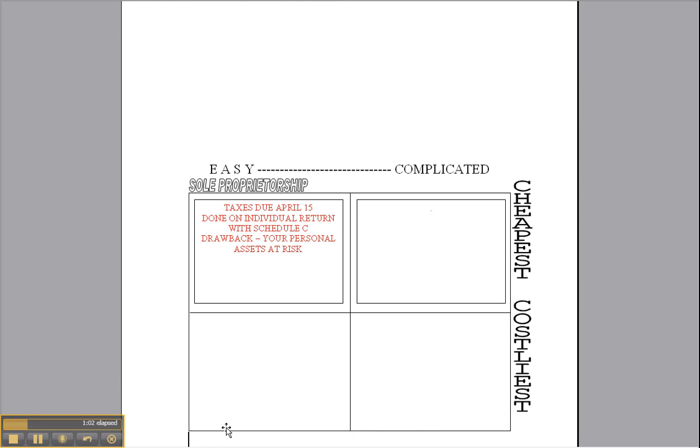So we're going to look at the first one now, and the first one is a sole proprietorship, which is the easiest and cheapest form of company to begin. The taxes are due April 15th, along with your individual return. The sole proprietorship information is placed upon a Schedule C, and it's very, very easy to keep track of all of this. The only drawback is that if you are sued by anyone as a sole proprietorship, your personal assets are at risk of being lost or compromised in some way.